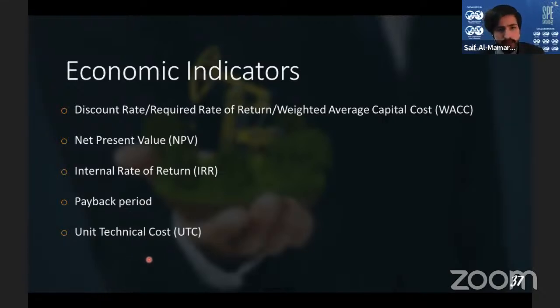So this concludes the economic indicators section. Briefly, it's off topic, I want to talk about beyond E&P. So this is basic in the next slide.